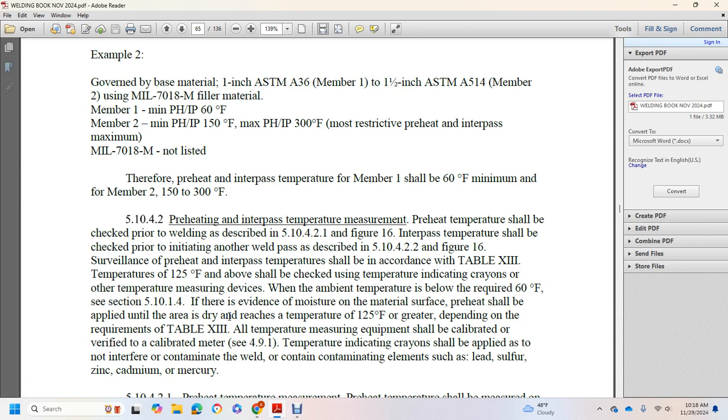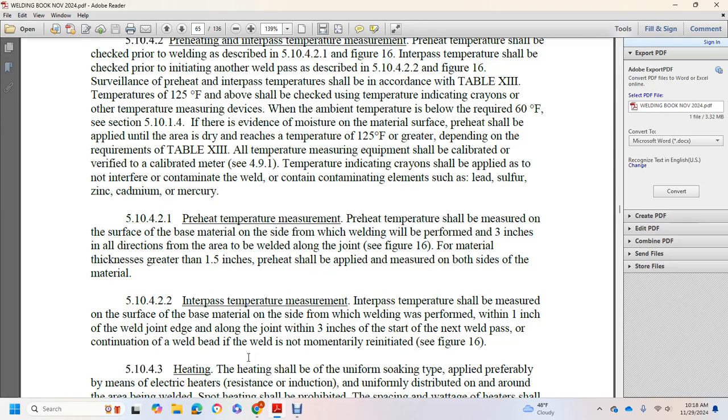If there is evidence of moisture on the material surface, preheat shall be applied. If the area is dry, preheat is applied until it reaches 125 degrees or greater, depending on the requirements of Table 13. All temperature measuring equipment shall be calibrated with a verified calibrated meter. Temperature indicating crayons shall be applied so as not to interfere with or contaminate the weld with elements such as lead, sulfur, zinc, cadmium, and mercury.